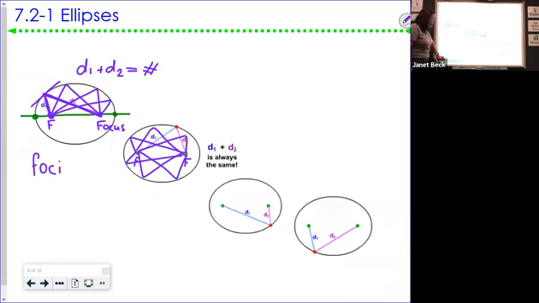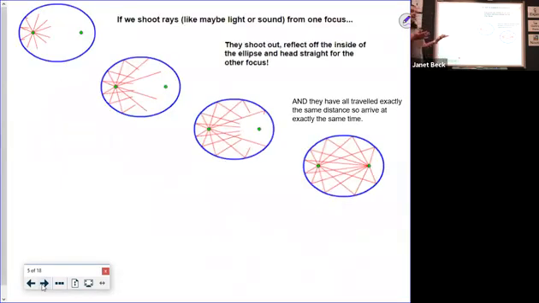And because the distance it has to travel is exactly the same, if you send out this burst of energy from here, all of the energy you send out will arrive at the other focus at exactly the same time, which means they have some fantastic properties. They use them in medicine to blow up kidney stones.